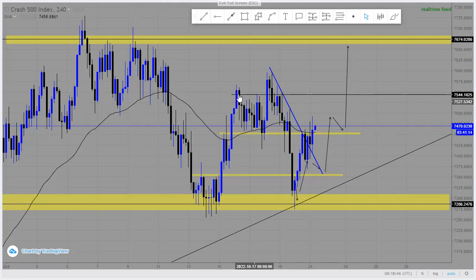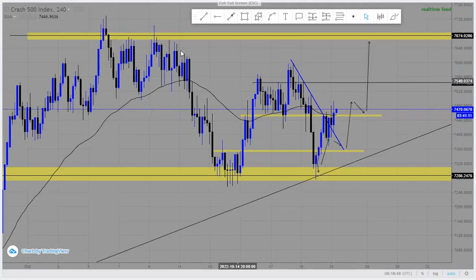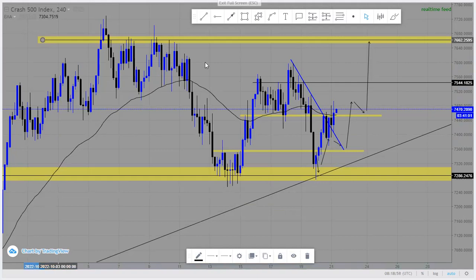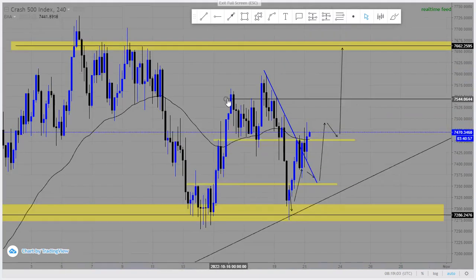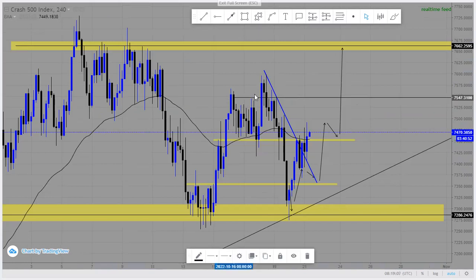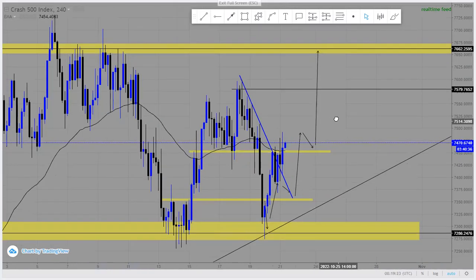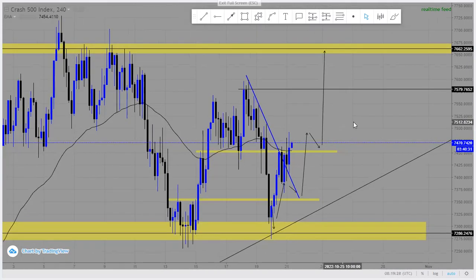Then today I'm still looking forward to a continuation push to the upside. So this level here, or let's say this level here. Today I'm looking forward to a push to this level and finally that level at the top. That is what I'm expecting for Crash 500.